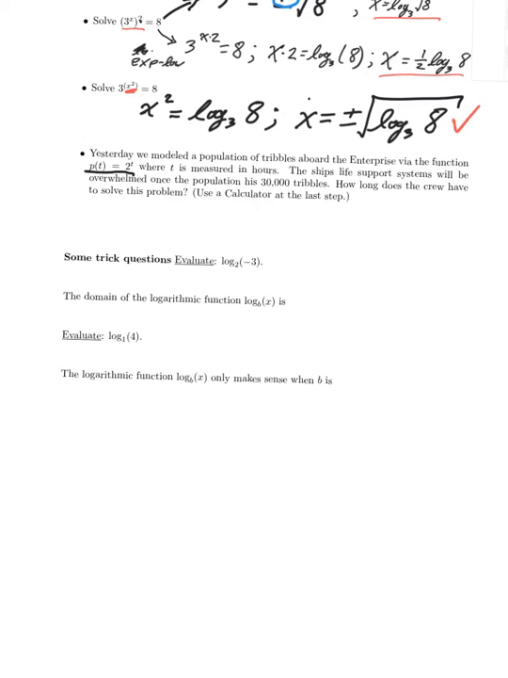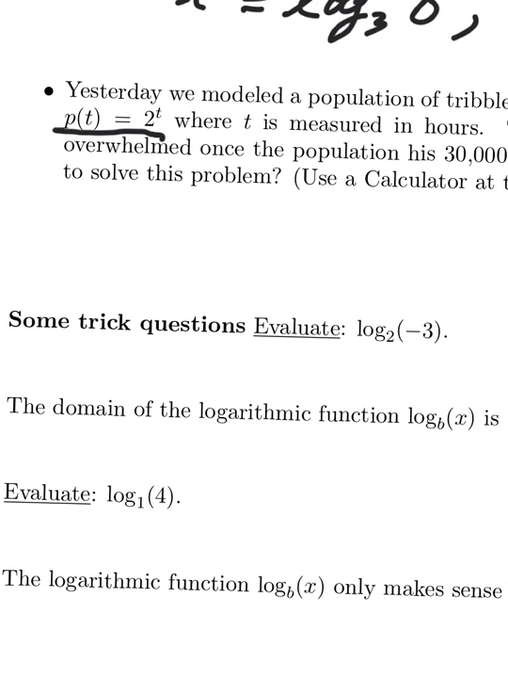Well, the math is not going to be hard. It's just a matter of figuring out what it's asking. It's asking how long the crew has before the population hits 30,000. So that means I need to know when P of t equals 30,000. And apparently I need to solve for t.